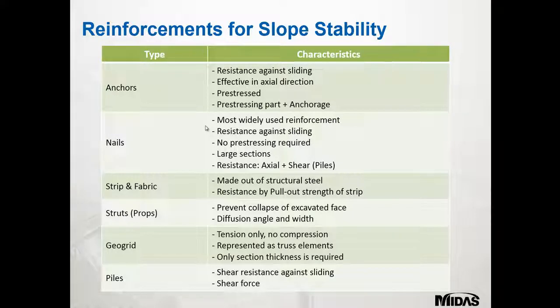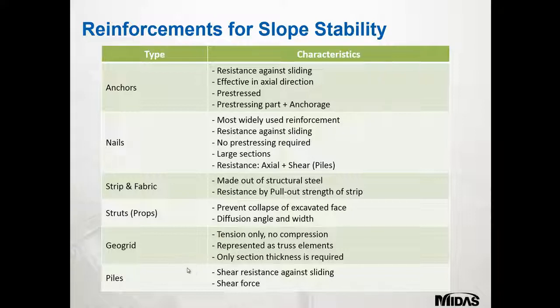Nails provide resistance in axial and shear directions and have comparatively large cross sections than the anchors. Strip and fabric can be modelled with the input of pull-out strength and frictional behaviour with ground material. Struts or props are the most widely used structural support for temporary excavations in urban areas. Geogrids, the next one, can be modelled as a tension-only element.